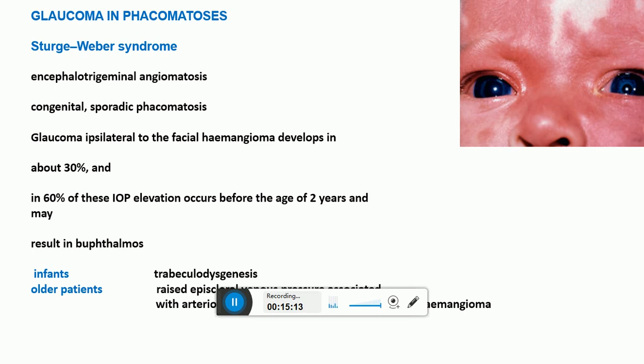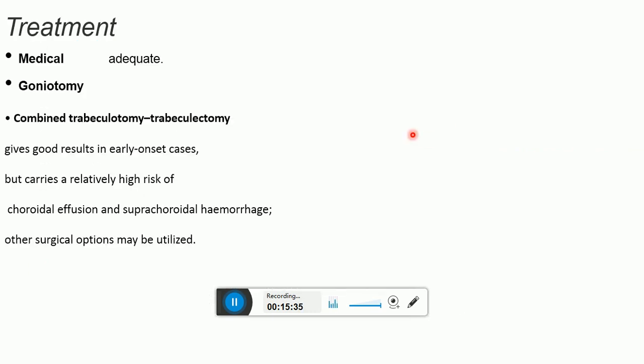The pathogenesis is uncertain, but putative mechanisms include trabecular dysgenesis in infants and raised episcleral venous pressure associated with arteriovenous communication in an episcleral hemangioma in older patients. Medical treatment is inadequate. Goniotomy may be successful in eyes with angle anomalies, and combined trabeculotomy and trabeculectomy gives good results in early onset cases but carries a relatively high risk of choroidal effusion and suprachoroidal hemorrhage. Other surgical options may be utilized.